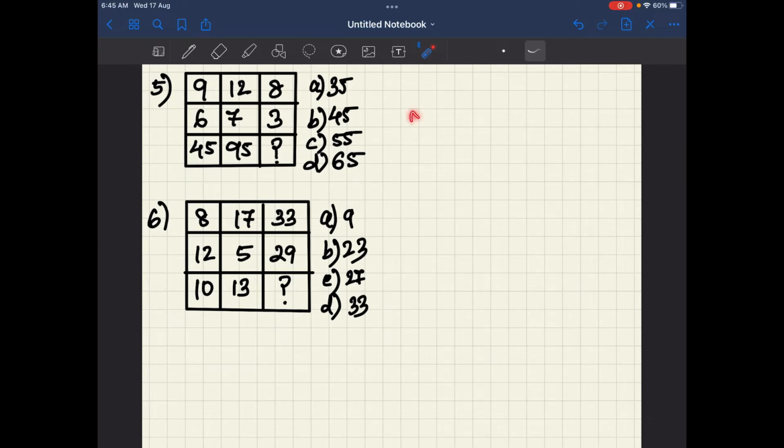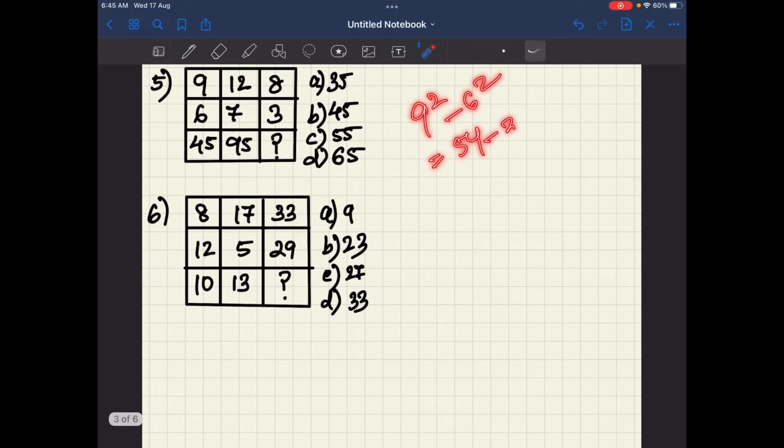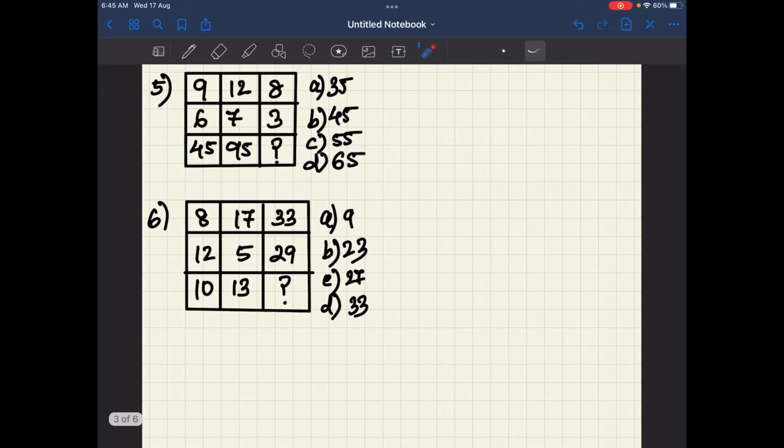Okay, can you try the subtraction? 9 square minus 6 square, it is 54 minus 36. See, to develop this type of logic, you have to understand and practice as many questions as possible, so that only then can you understand how the things are getting performed.